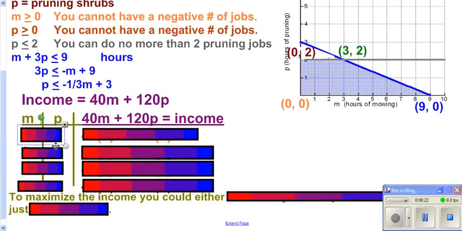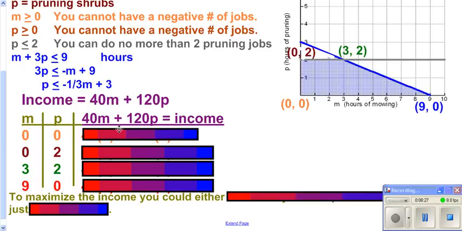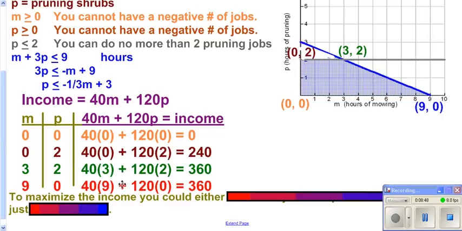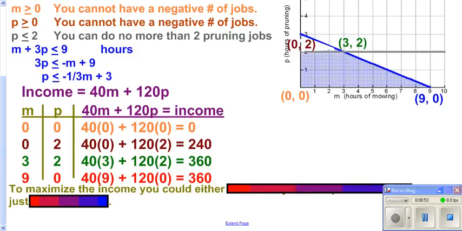So we have our corner points. Well, the first one should be obvious. If you do no work, you're not going to get any income. Here you have 0 mowing jobs, 2 pruning jobs. So you plug in 0 for M, 2 for P. Plug your 2 in for P and your 3 in for M. And plug in your 9 for your mowing jobs. So we end up getting this.